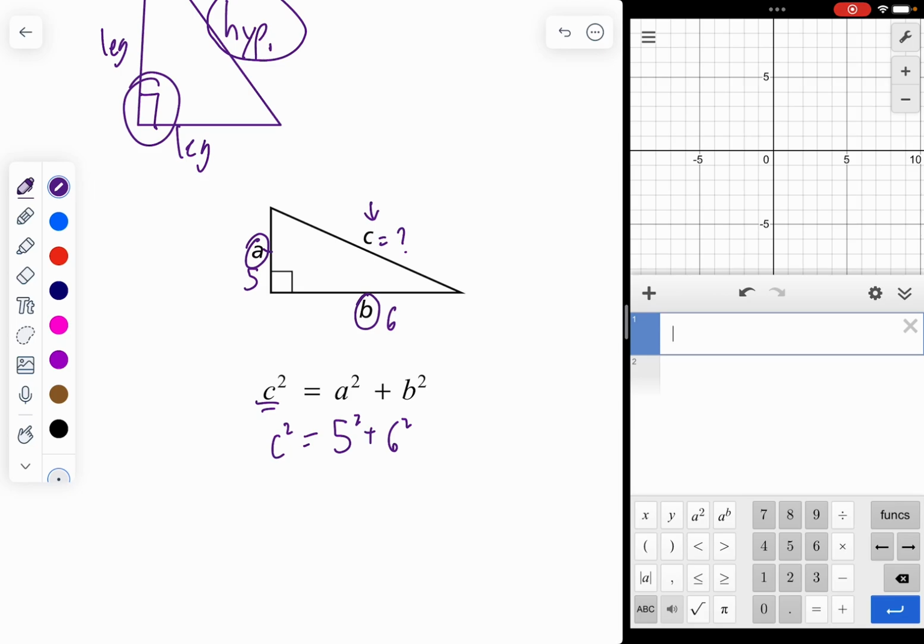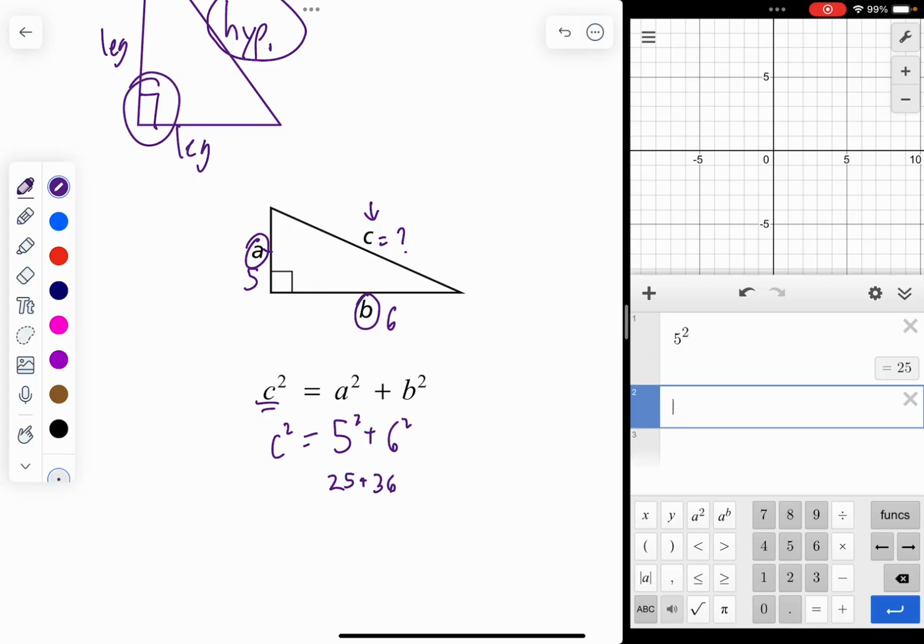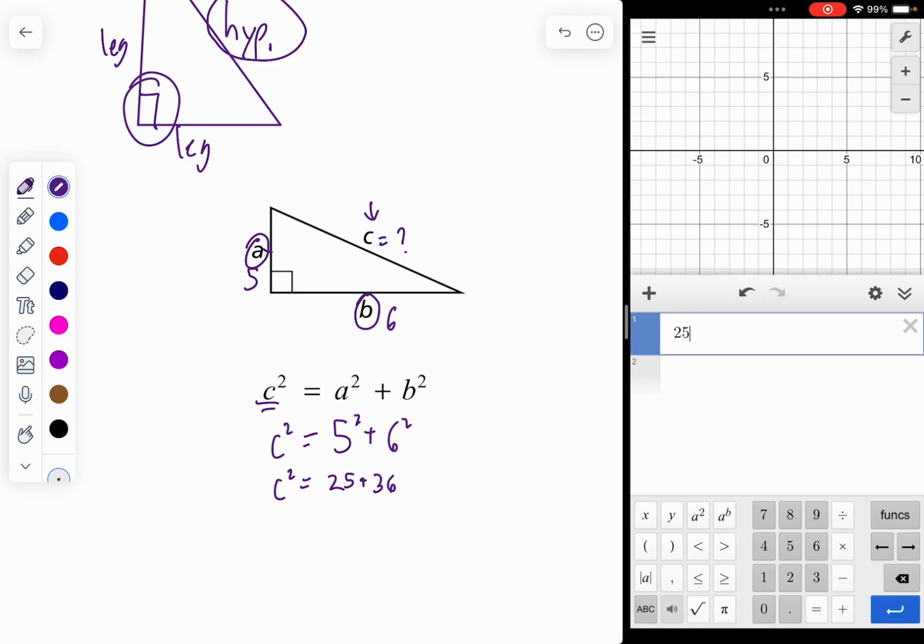So 5 squared. I happen to know that's 25. And 6 squared would be 36. In case you don't know, just plug it into the calculator. If you have a calculator to use, there's no penalty in using it. So then we just solve it out. 25 plus 36 is 61. So c squared equals 61.